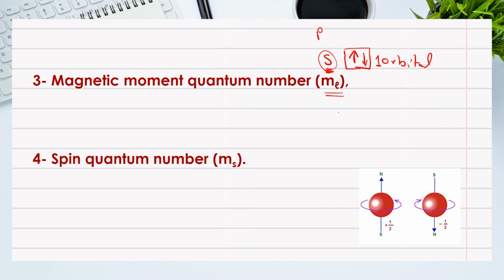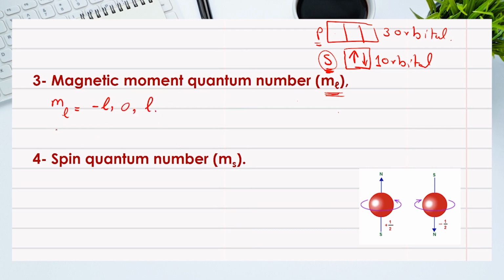whereas P consists of 3 orbitals, and each one of them can take up to 2 electrons. This means the total number of electrons that can occupy the P subshell is equal to 6 electrons. The magnetic momentum quantum number, which we give the symbol mL, is equal to minus L to 0 to L.